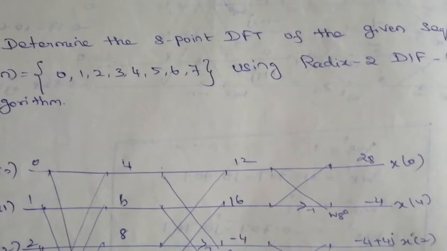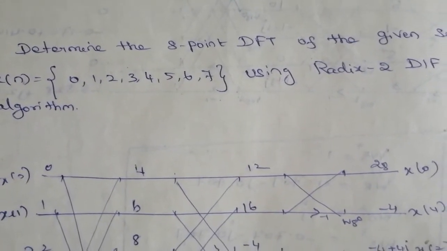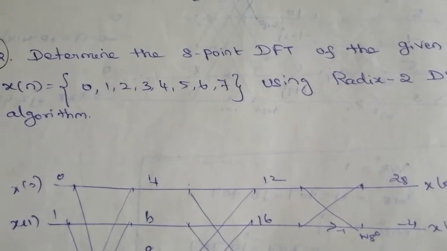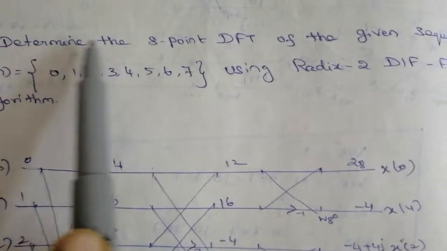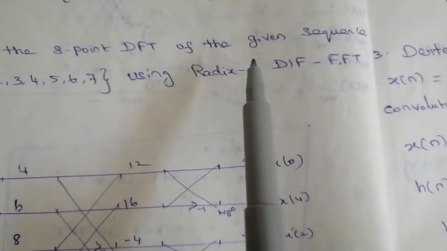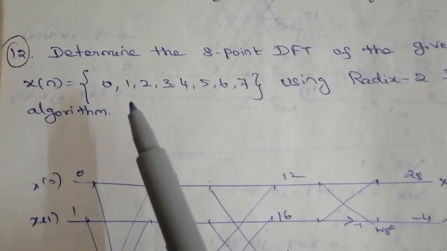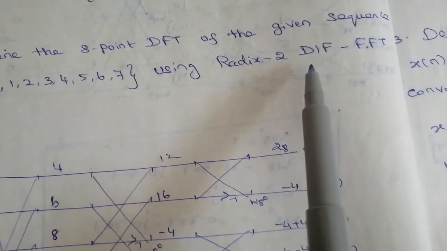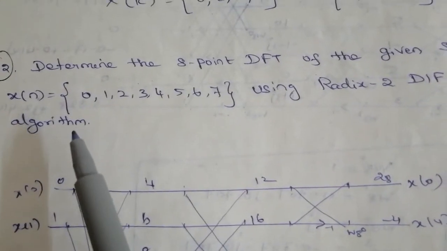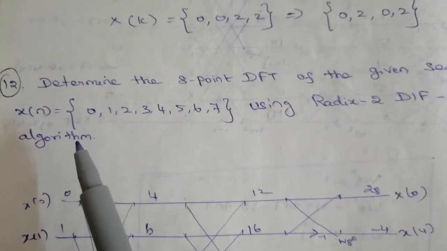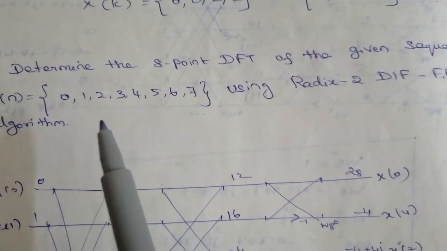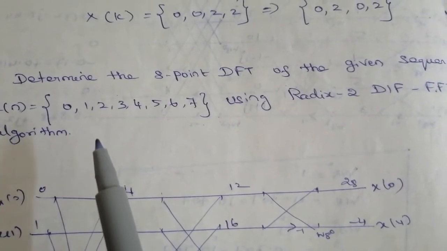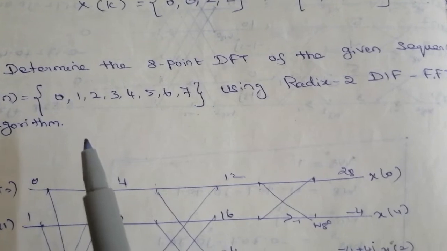Hi students. Next we are going to see how to solve the FFT problem using DIF, decimation in frequency domain, right? So this is the question. Determine the 8-point DFT of the given sequence x of n equal to 0, 1, 2, 3, 4, 5, 6, 7 using radix-2 DIF FFT algorithm, right? So this is also similar to DIT. The differences and similarities I already explained, right? So let's see how to solve the DIF method using butterfly diagram, right?